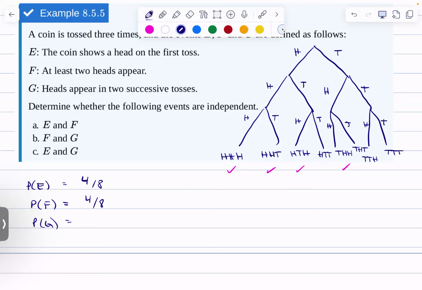What about the heads appear in 2 successive tosses? So now I'm going to remove these, and here I have heads in 2 successive tosses. In fact, I have 3 in 3 successive tosses. Heads, tails. That's good. Heads, tail, heads. No. Heads, tail, tail. No. Tail, head, head. Tail, head, tail. Tail, tail, head. No. So I have 3/8.